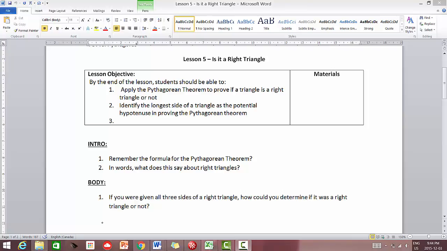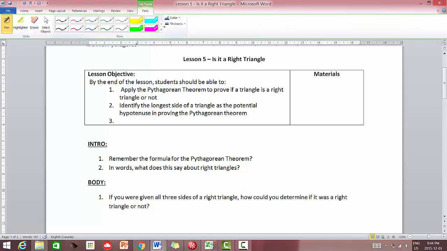Okay, so starting off with lesson 5, is it a right triangle or not? We just basically have to remember what our Pythagorean theorem says. It says that if you square the two shorter sides of a right triangle and add them together, then they should equal the same amount as squaring the longest side. We call that longest side the hypotenuse. So our formula is a squared plus b squared equals c squared.